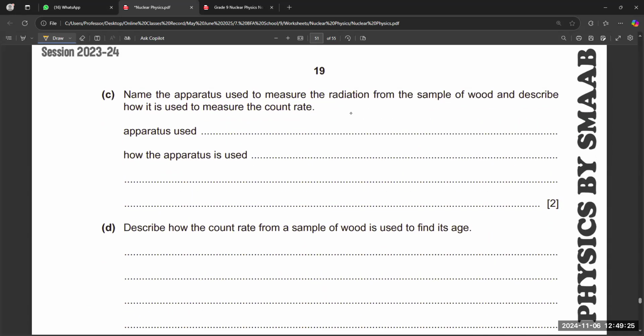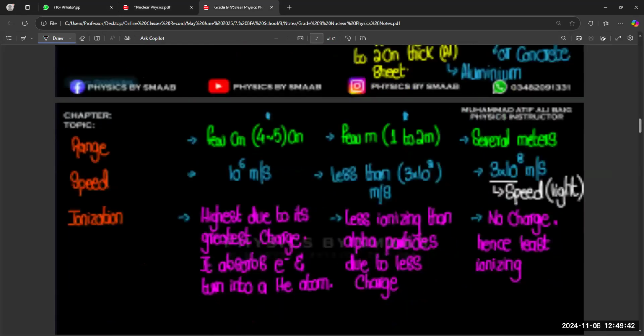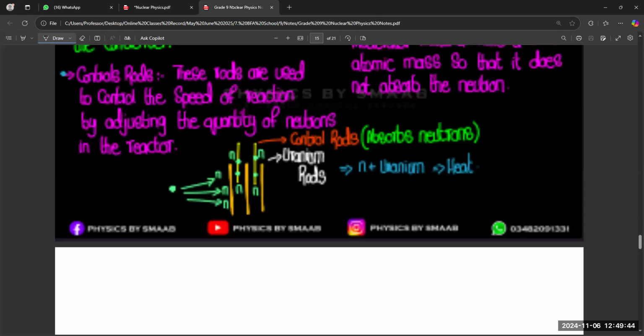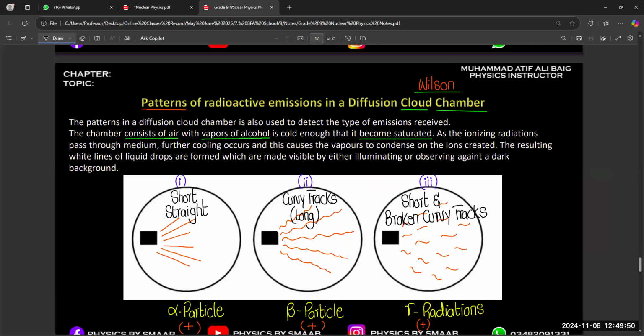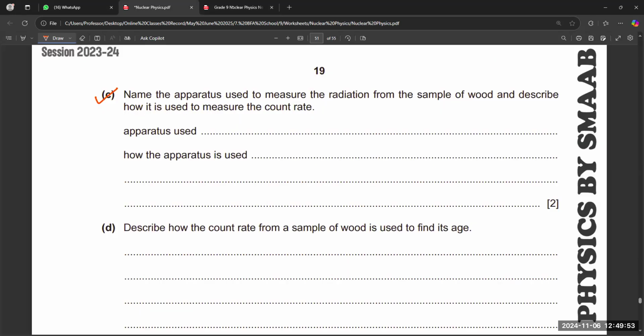And the C part of this question: name the apparatus used to measure the radiation from the sample of wood and describe how it is used to measure the count rate. Okay. Just like we discussed two different detectors. The first one is the GM tube and the second one is the Wilson cloud chamber. So in the exam, they will not ask about the detailed working of it. They are asking the name of the apparatus and how to use it. Simple, not the complete detailed working of the apparatus is required in your exam questions. Okay.